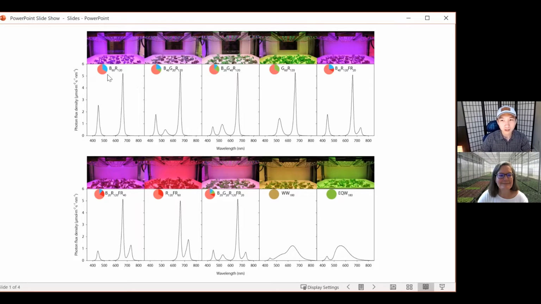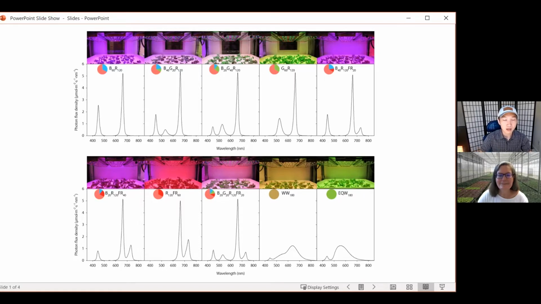The number after each light color shows its photon flux density or brightness in a unit called micromoles per meter square per second. It tells us how many photons, which mean light particles, fall on a square meter in a second. The higher this number is, the brighter the light is. For example, the top left treatment is B60 R120. This means it had 60 micromoles of blue light and 120 micromoles of red light at the plant level.